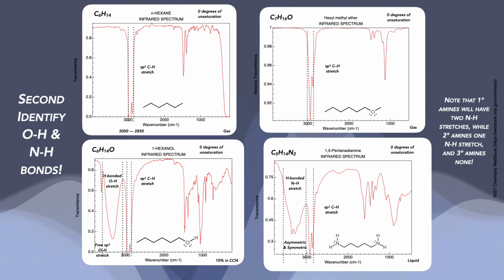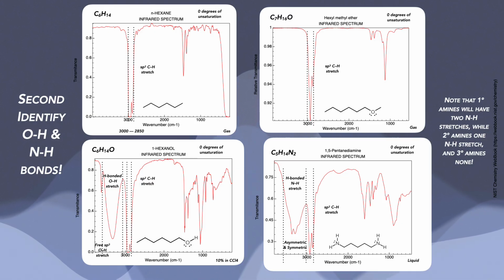Next, we check for our O single bond H or N single bond H bonds. O single bond H stretches appear around 3,500 to 3,200 wave number, but they are usually broad. That broadness is caused by hydrogen bonding between molecules. Hydrogen bonding weakens and lengthens the OH bond slightly, which spreads the absorption across a range of frequencies. NH bonds appear in a similar region but tend to be sharper. Primary amines show two peaks, while secondary amines show one, and tertiary amines, of course, would show none.